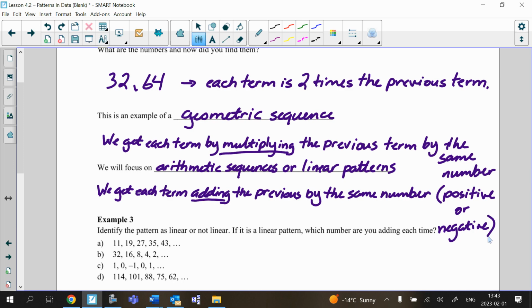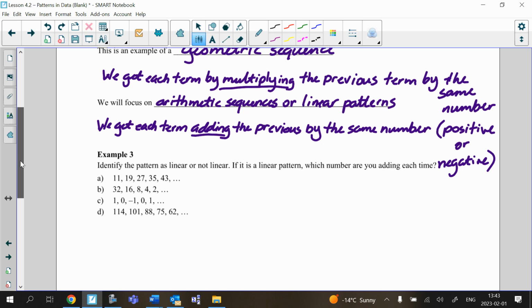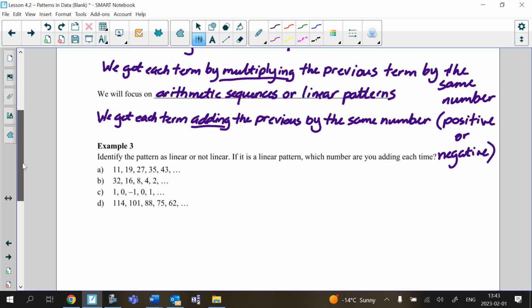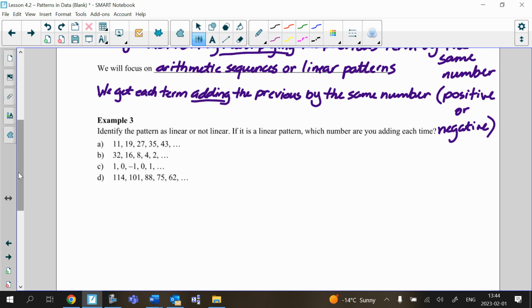So let's look at these ones. You've got to see, are you adding the same amount every time, positive or negative? If you are, it's linear. If you aren't, it's not, and we don't do anything with it. If it is linear, you need to say what we are adding by each time. Is the first one linear? Are we adding the same amount every time? Yeah. What are we adding every time? 8. So it's linear.